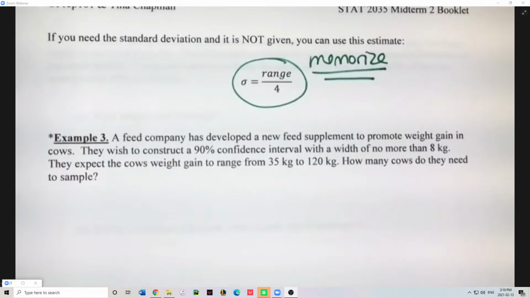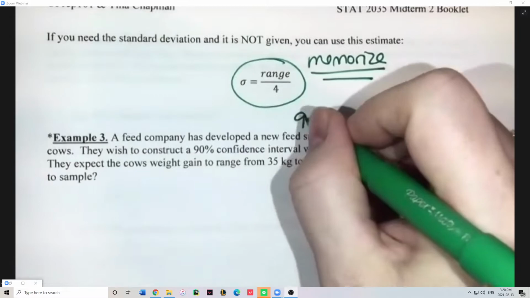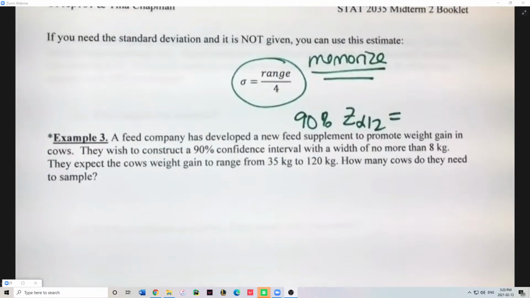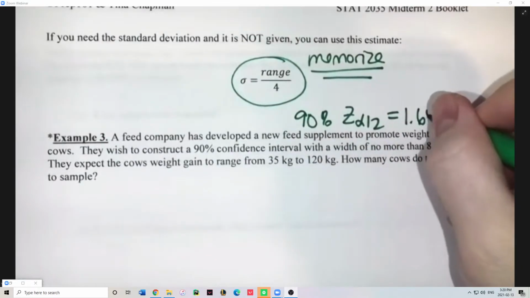So a feed company has developed a new feed supplement to promote weight gain in cows. They wish to construct a 90% confidence interval with the width of no more than 8 kilograms. They expect the cow's weight gain to range from 35 kilograms to 120 kilograms. How many cows do they need to sample? Okay, so first of all, let's see what we know here. We know it's a 90% confidence interval. So write down your critical Z for 90%. So that would be 1.645.